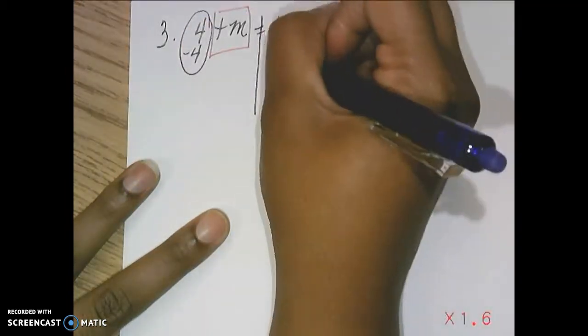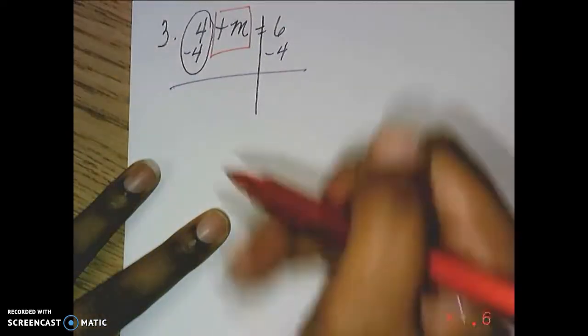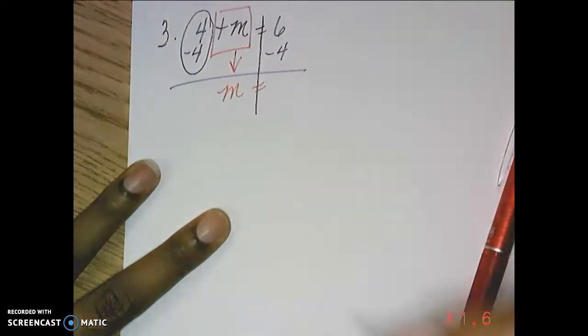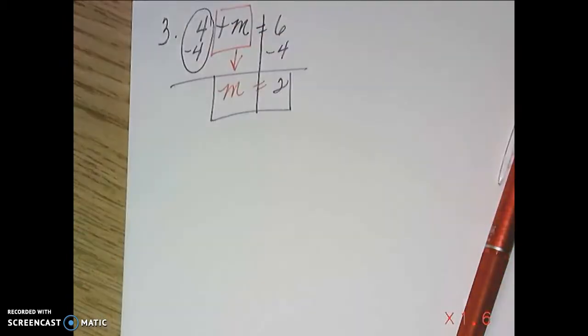And what you do on the left side, you got to do to the other side. That is the inverse of adding. So now what I'm left with on the left-hand side is m, and on the right-hand side, a 2. So m equals 2. Take a second, pause, write it down.